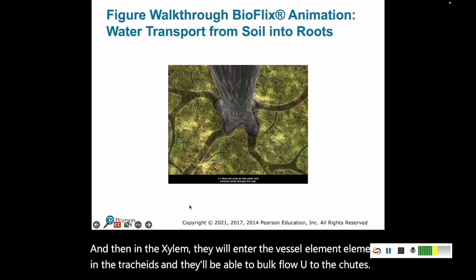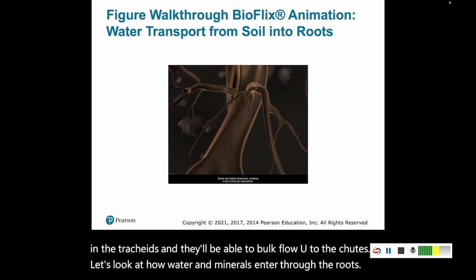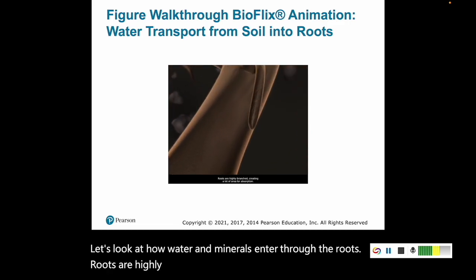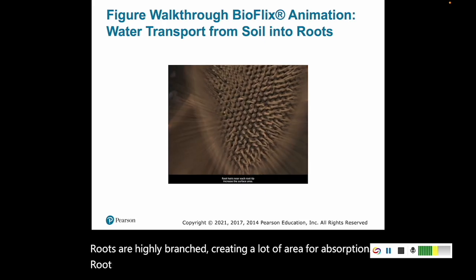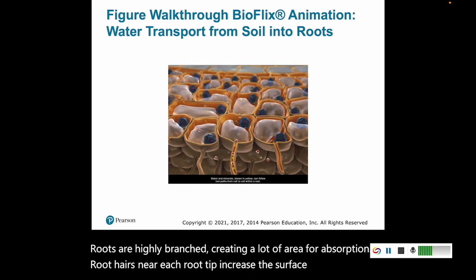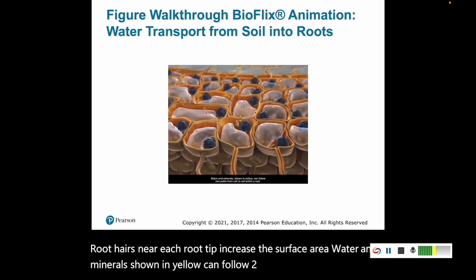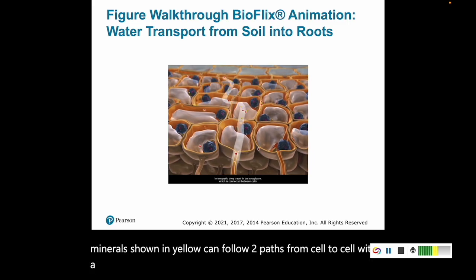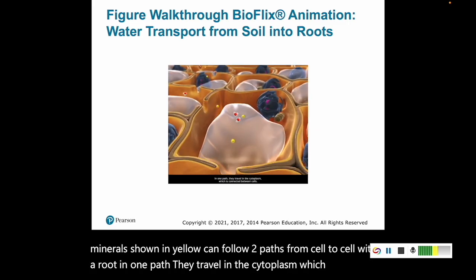Now let's look at how water and minerals enter through the roots. Roots are highly branched, creating a lot of area for absorption. Root hairs near each root tip increase the surface area. Water and minerals, shown in yellow, can follow two paths from cell to cell within a root. In one path, they travel in the cytoplasm, which is connected between cells.